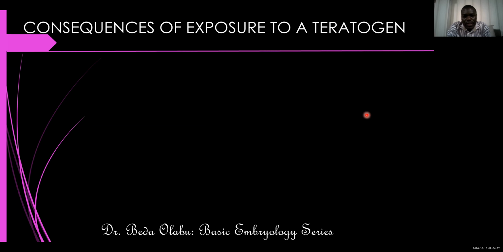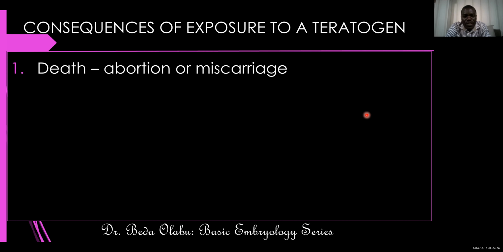What are the consequences of exposure to a teratogen? You might be surprised that there's a whole list of possible consequences. One of the possible consequences is that if a mother who is pregnant is exposed to a teratogen, it can actually terminate the pregnancy. The baby dies. It may lead to a congenital malformation.